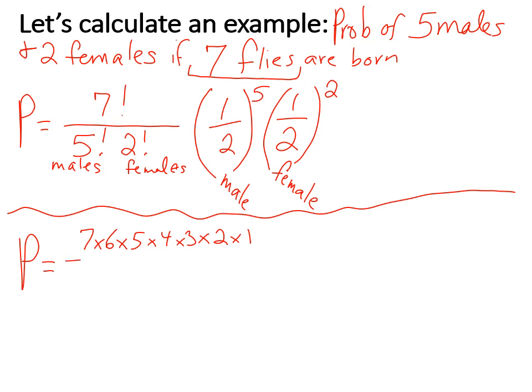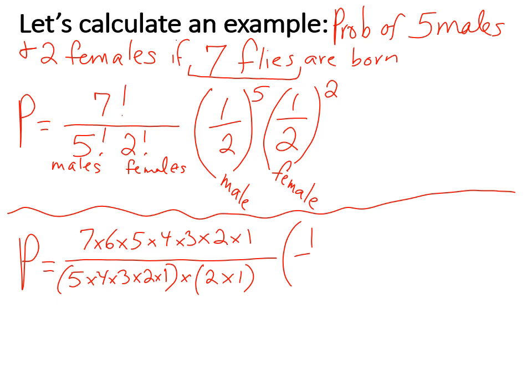Okay, now you put that over what's 5 factorial. 5 factorial is 5 times each of the subsequent lower numbers. Okay, and then what is 2 factorial? 2 times 1. Okay, you then have your 2 probabilities. Now, when you have the same fraction for each of those probabilities, you can simply do 1/2 and you add the 2 exponents. So 5 plus 2, so we would just write 7 up there, to the 7th power.